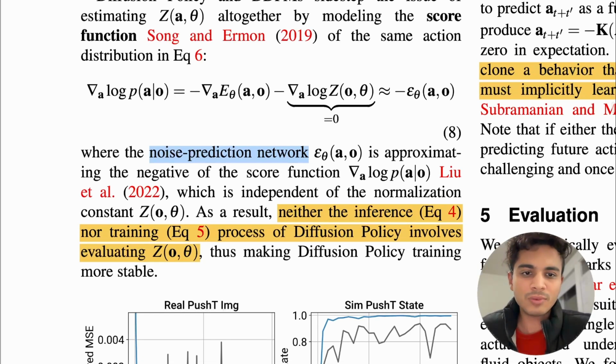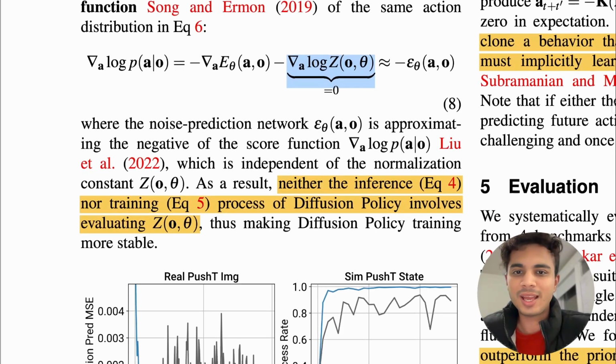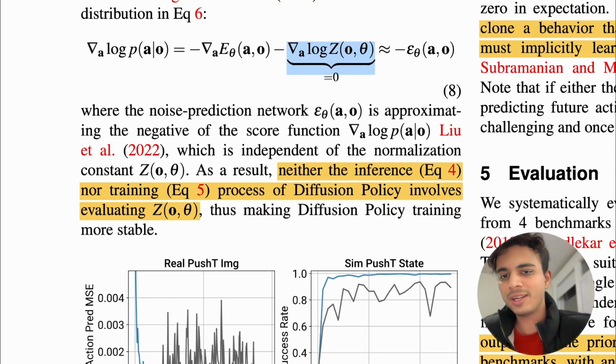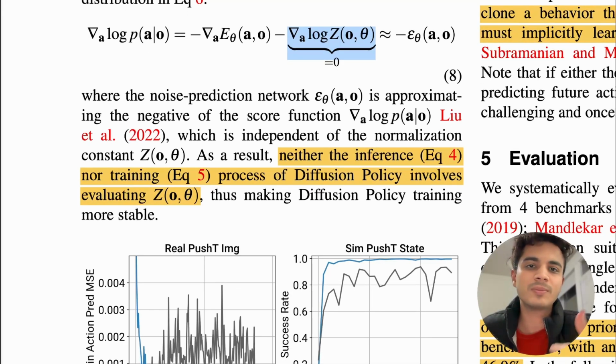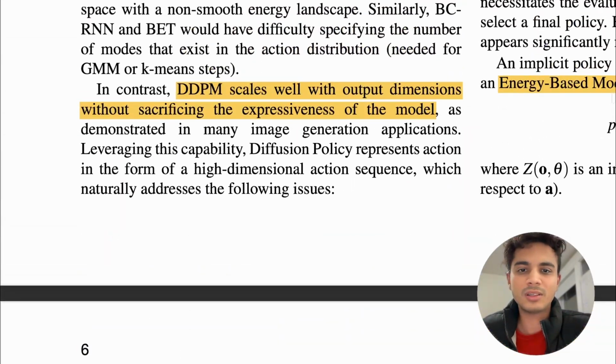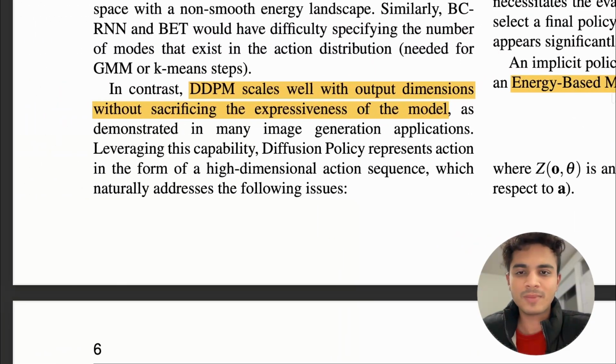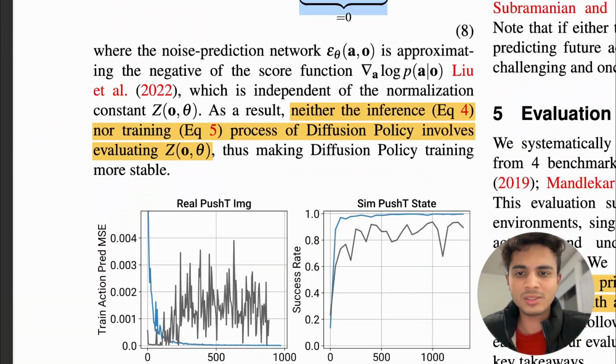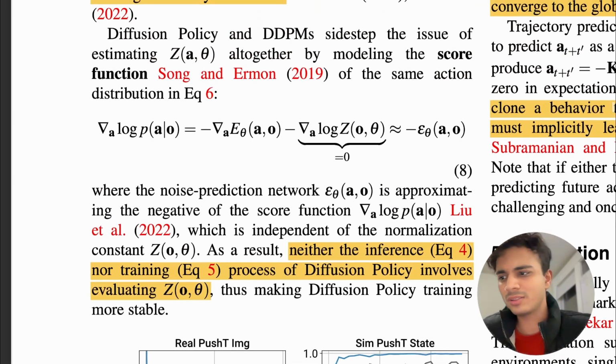So this is how we are trying to eliminate the computation of z, and as a result, neither the inference nor the training process of diffusion policy involves evaluating this unknown term, this normalization constant, which makes our computation easier and somehow reduces the jitteriness in the training process. I hope this makes sense, because it's just that the gradient of a constant is 0.